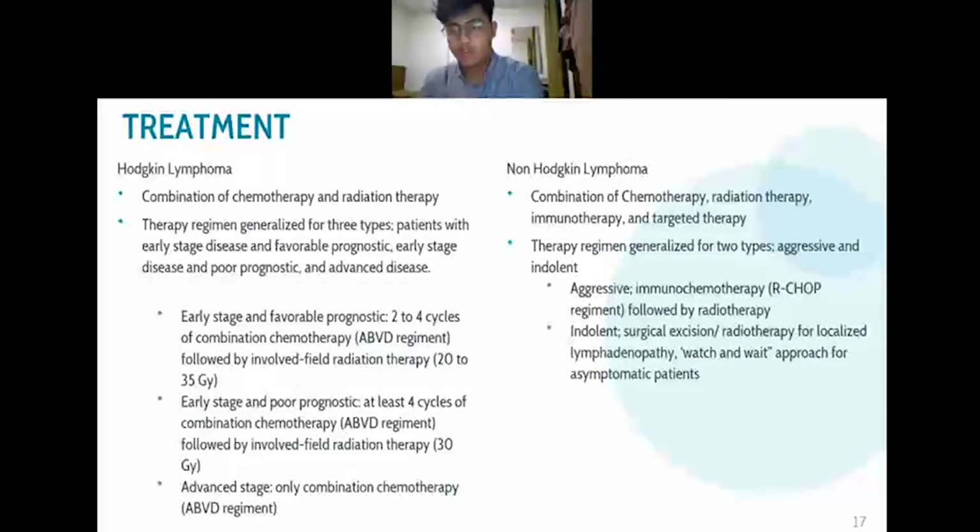Early stage and favorable prognosis requires 2 to 4 cycles of combination chemotherapy, followed by radiation therapy of 20 to 35 grays. Early stage and poor prognostic requires at least 4 cycles of combination chemotherapy, followed by radiation therapy of 30 grays. Advanced stage: only combination chemotherapy is used.